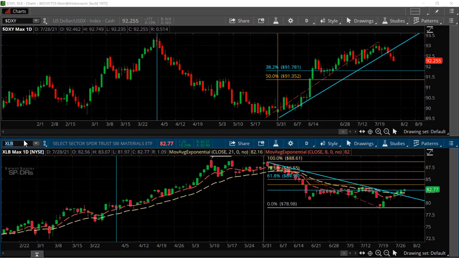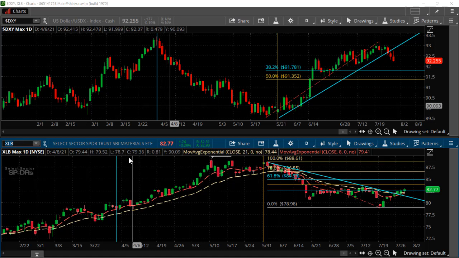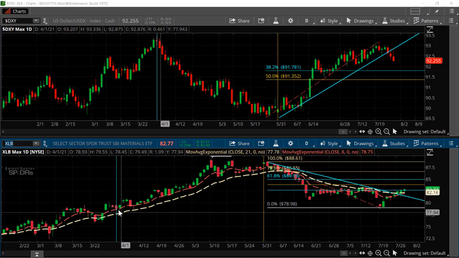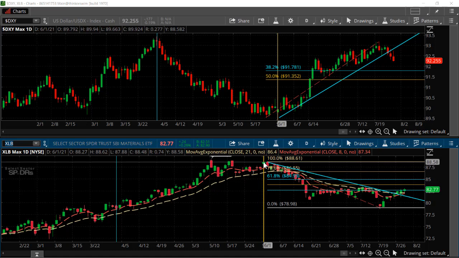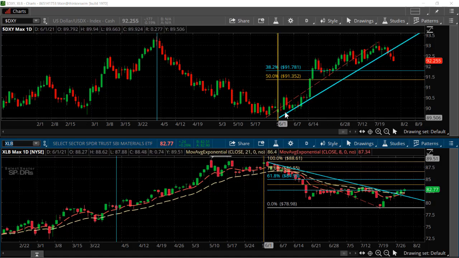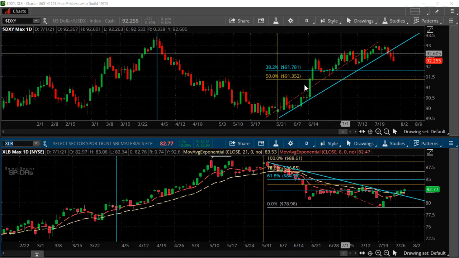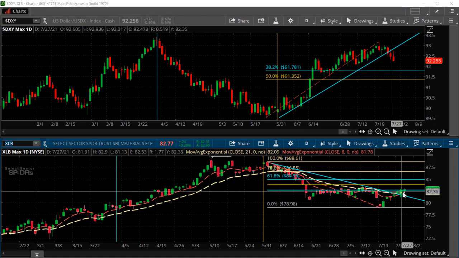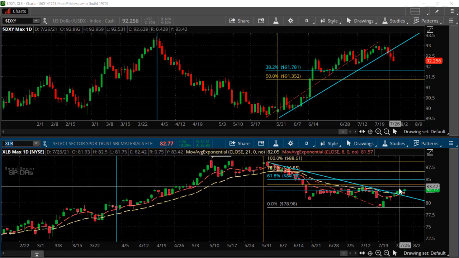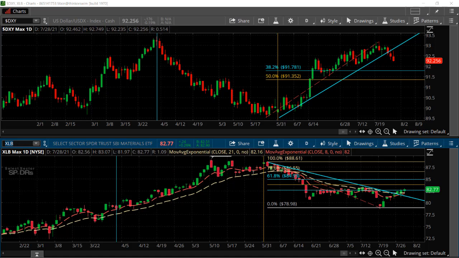The panel below is the materials sector ETF. Look here, this is the 31st. What happens? The materials sector started trending up, then stopped trending up right about the 1st of June, as soon as the dollar started to push back up. Very, very strong correlation. Now you can see the dollar breaking down, and the materials sector breaking up. So that's one key.